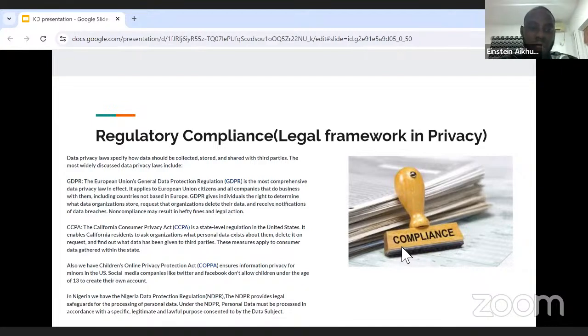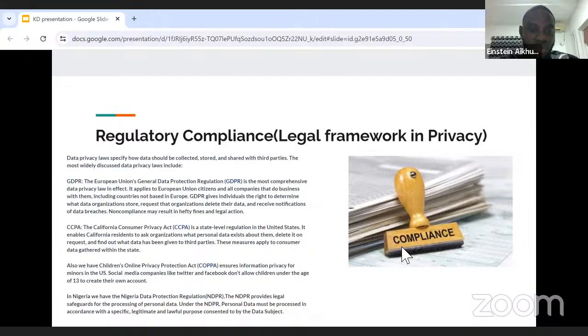That's in California. The law states that California residents can ask organizations what personal data exists about them, delete it on request, and find out what data has been given to third-party apps, third-party organizations. So if you want to start a data or IT firm or organization in California, you have to go through all these laws to avoid legal actions.